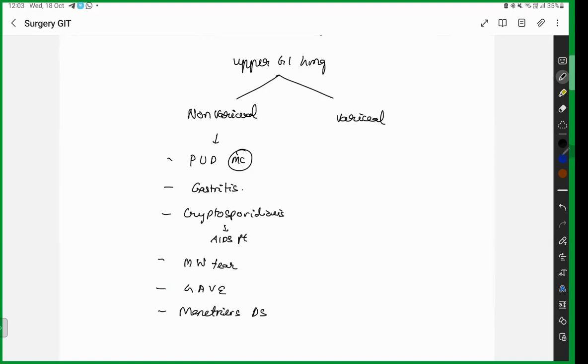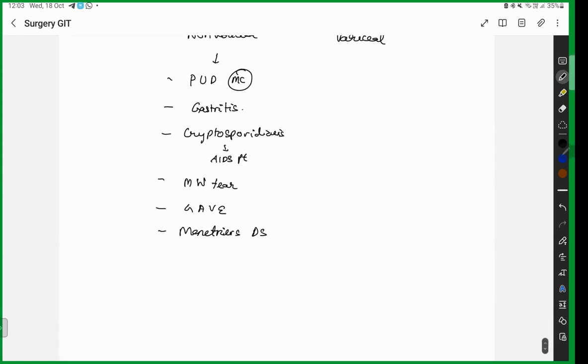So what are the six again? Repeat along with me. Peptic ulcer disease, gastritis, cryptosporidiosis in HIV patient. Then you have gastric antral vascular ectasia. Then you have Mallory-Weiss syndrome or Mallory-Weiss tear. Then you have Menetrier's disease.